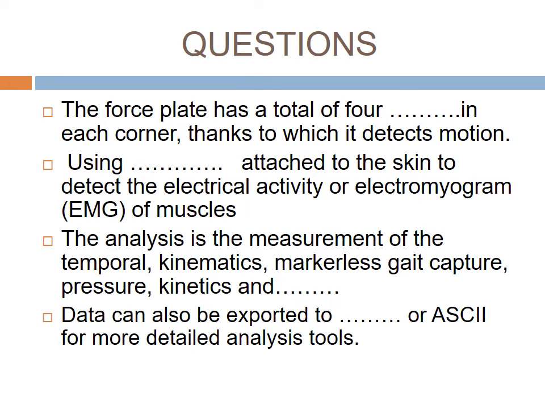Questions. The first plate has a total of 4 blank in each corner, thanks to which it detects motion. Secondly, using blank attached to the skin to detect the electrical activity or electromyogram of muscles. Thirdly, the analysis is the measurement of the temporal, kinematics, markerless gait capture, pressure, kinetics, and blank. Fourthly, data can also be exported to blank or ASCII for more detailed analysis tools.